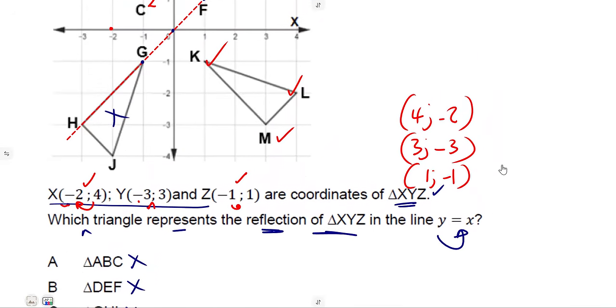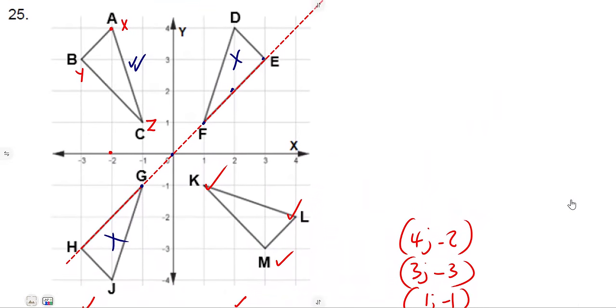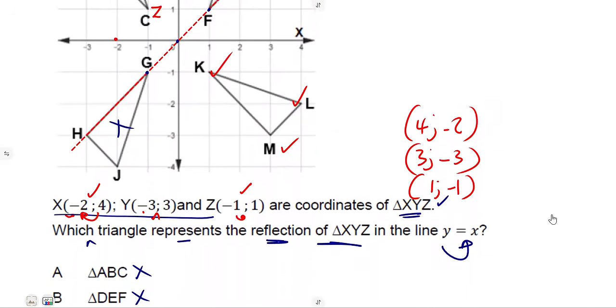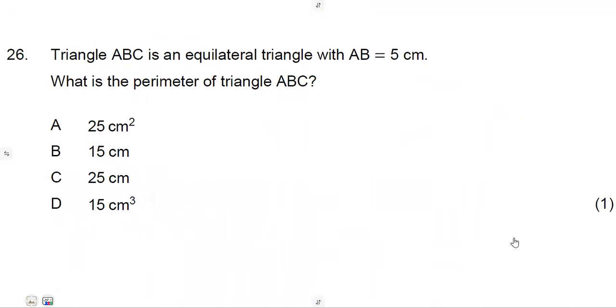So guys, there was no need of even indicating those points on the diagram. You can even look into the way the triangles are given. Then you can tell that this one is not, this one is not. Therefore, the right answer is this one. So there are many ways that you can use to answer transformation. Like I said, guys, we're going to need time to talk about this topic in detail so that you understand all the basics.